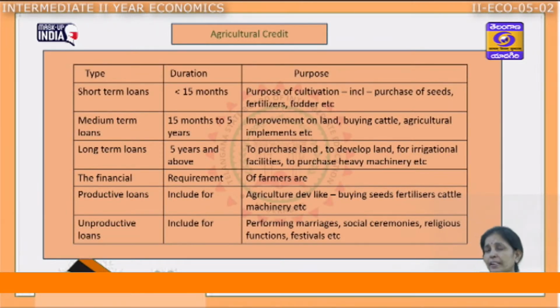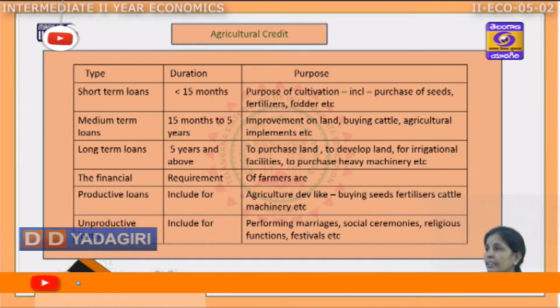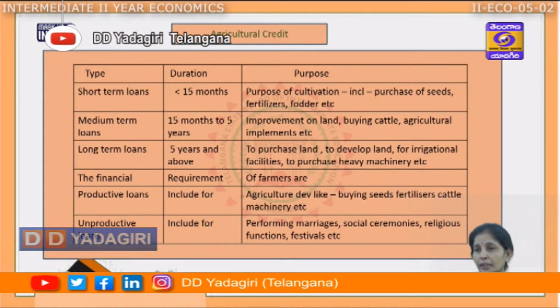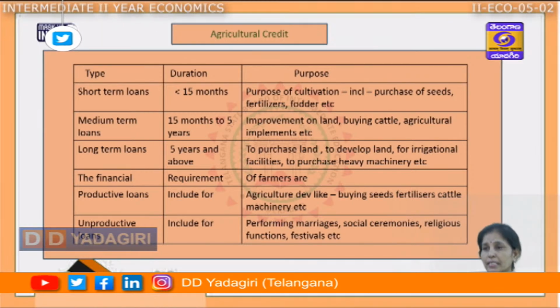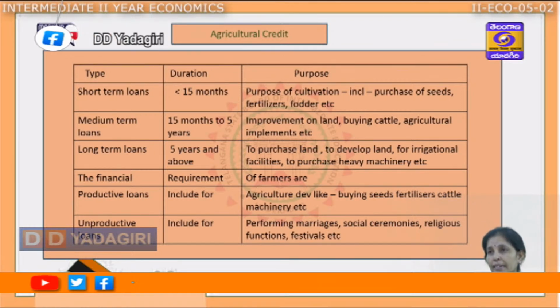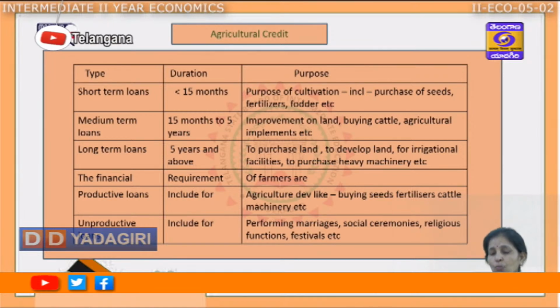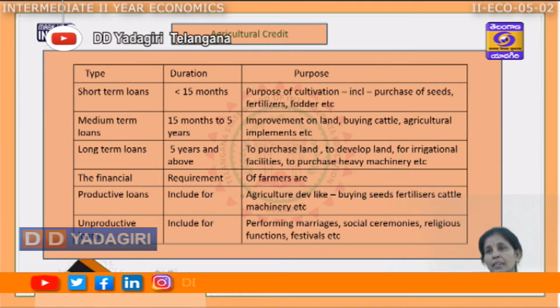The next topic is agriculture credit. What is this agriculture credit? Financial support plays a very important role, as we give importance to machinery and agriculture holdings. Equal importance is given to financial support. And for this, what are the various requirements farmers have, and for what duration do they require them?